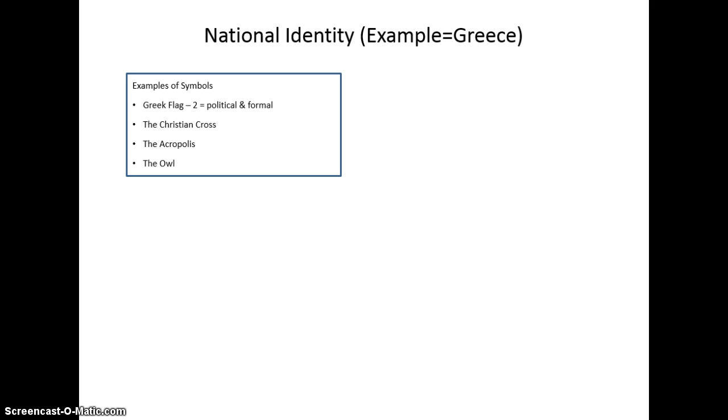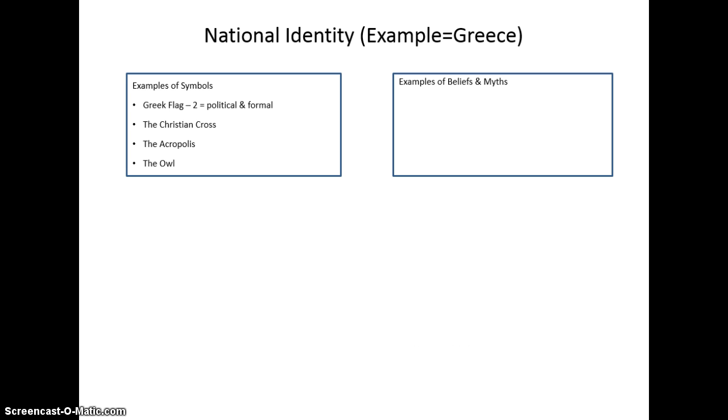The owl is another important symbol. The owl symbolizes wisdom, and it's an important symbol of Greece and of the Greek national identity, and it's important in part because, again, it goes back to the heritage of the Greek people, to the ancient Greeks, which did take the owl as an important symbol of their identity, and it continues to be an important symbol of the national identity of Greece today.